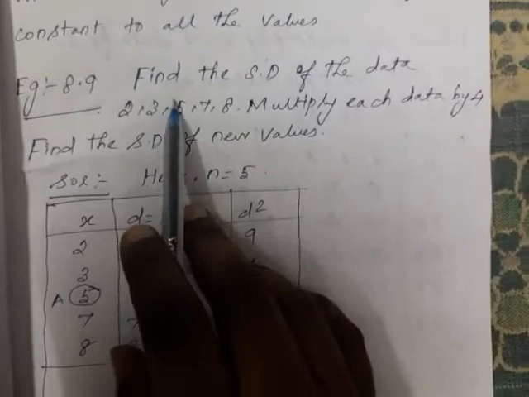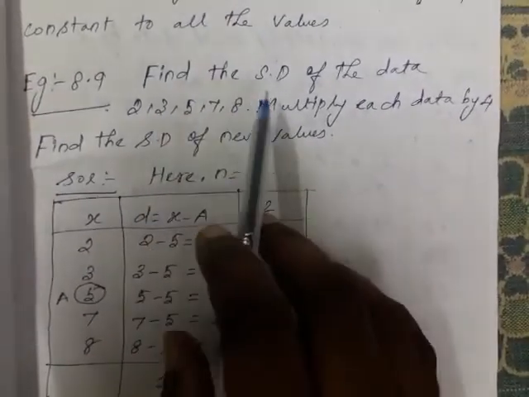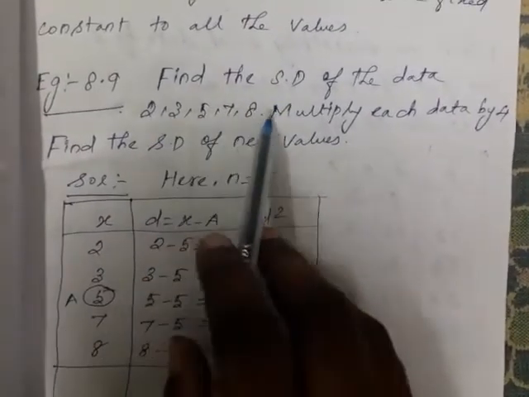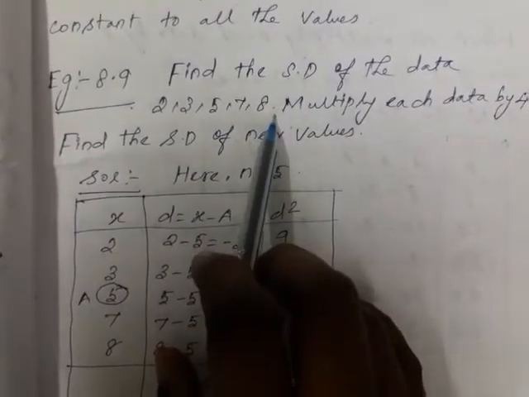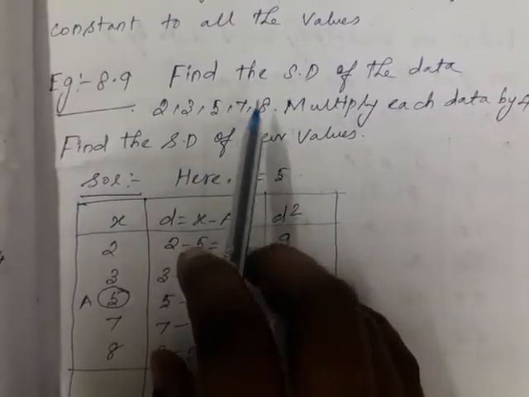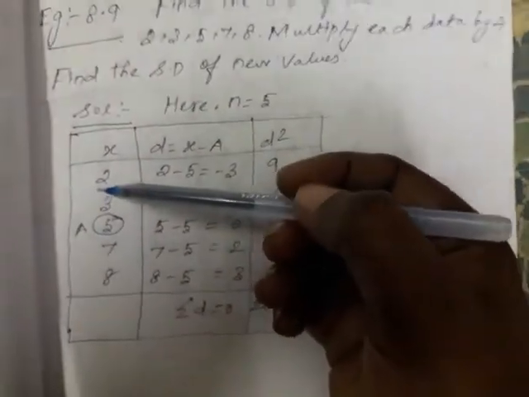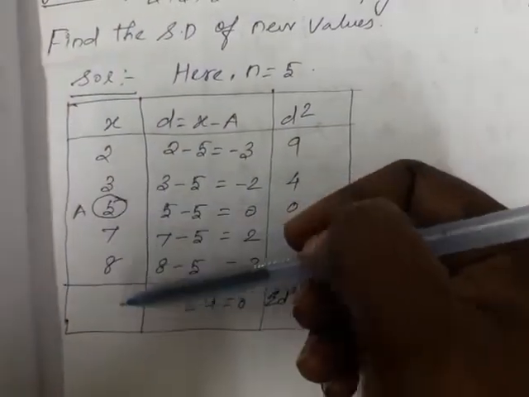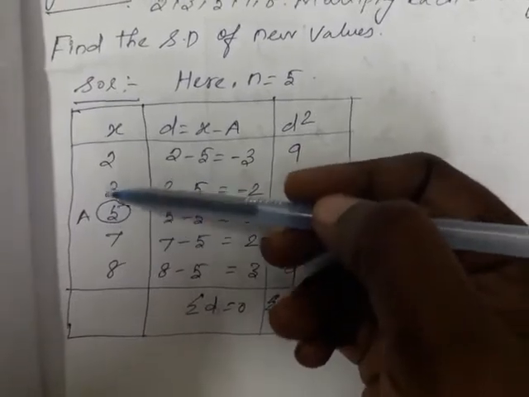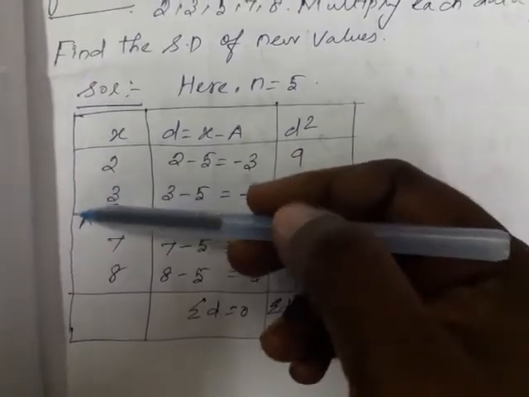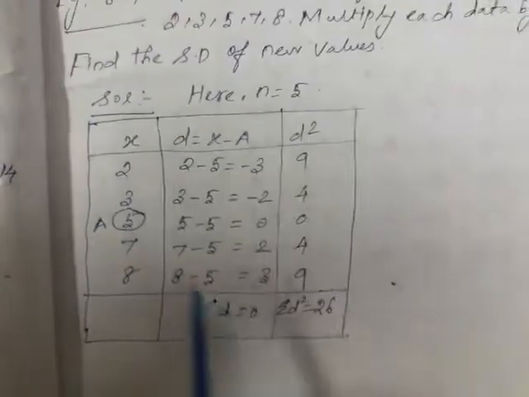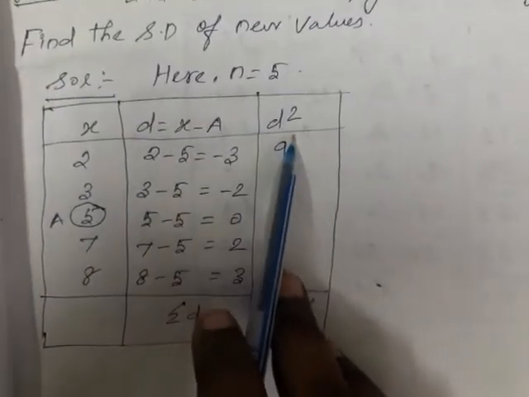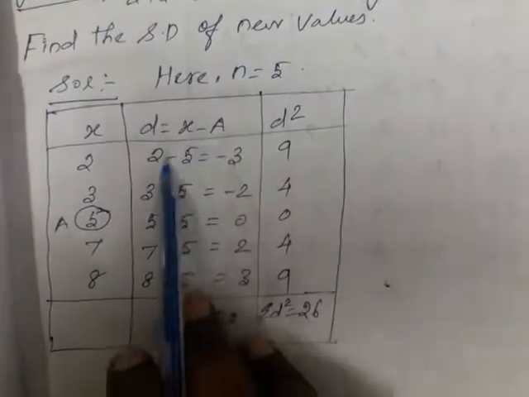First you have to check whether the given data are in ascending order or not. So 2, 3, 5, 7, 8 are given in ascending order. Using that we have to find out the standard deviation. Write one by one: 2, 3, 5, 7, 8. The mid value is 5, that is the assumed mean. So D is equal to x minus a.